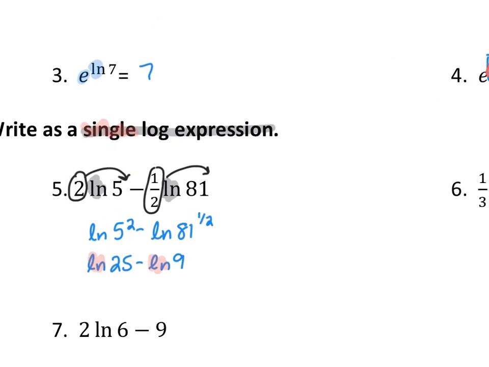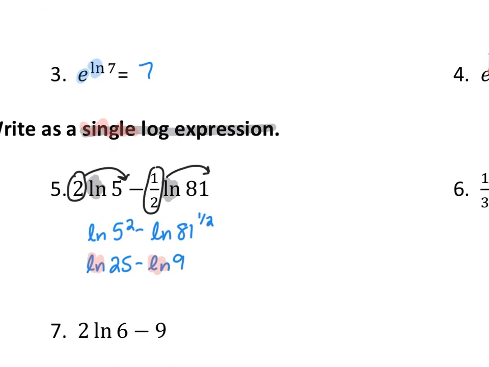If I want to rewrite this as a single log expression, I'm going to take my 25 and my 9, and I'm going to divide them. And that gives me my answer of natural log of 25 over 9.